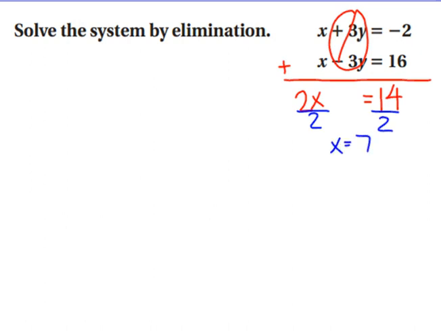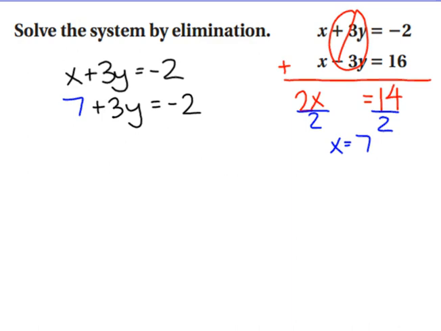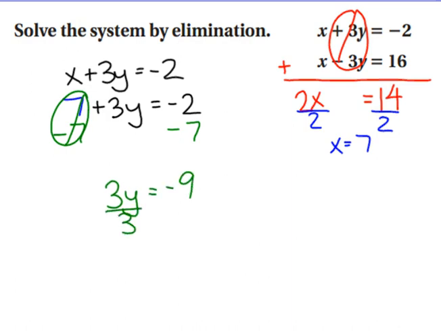All right, I have one of the two variables. To get the other, I'm going to pick an equation. I'm going to just choose the first one, only because it came first, and substitute in a 7 in place of x. And now I can go ahead and solve a two-step equation. Subtract 7 from both sides. So 3y equals negative 9. And when I divide by 3, y equals negative 3.